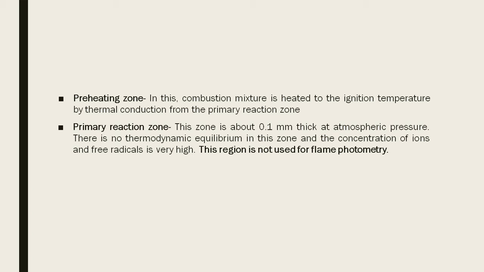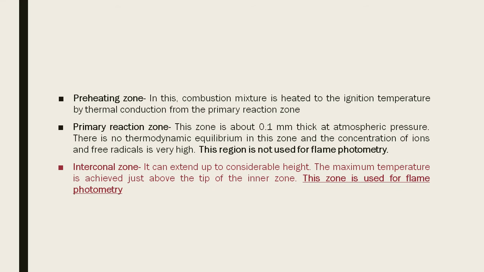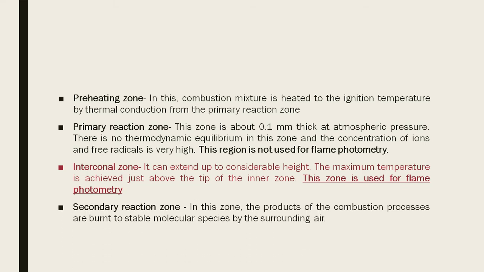Primary reaction zone: it is about 0.1 millimeter thick at atmospheric pressure. There is no thermodynamic equilibrium in this zone and the concentration of ions and free radicals is very high. So this region cannot be used for flame photometry. Interconal zone: this zone can extend to a considerable height. Here the maximum temperature is achieved just above the tip of the inner zone, and this zone is used for flame photometry. Secondary reaction zone: here the products of combustion processes are burned to stable molecular species by the surrounding air.